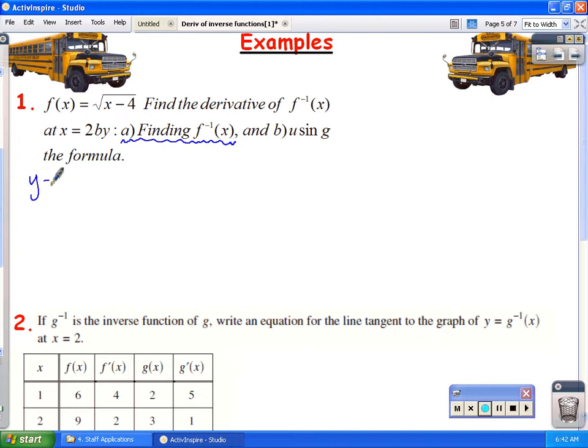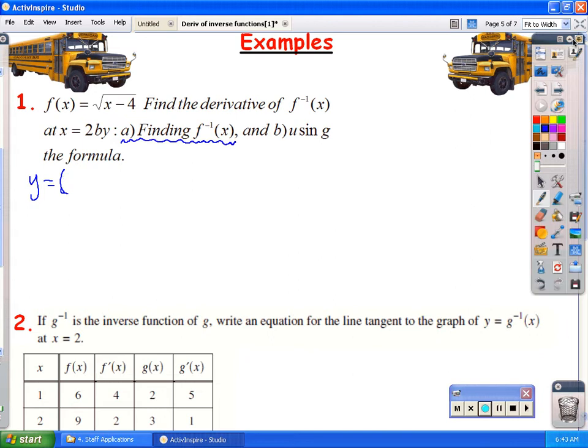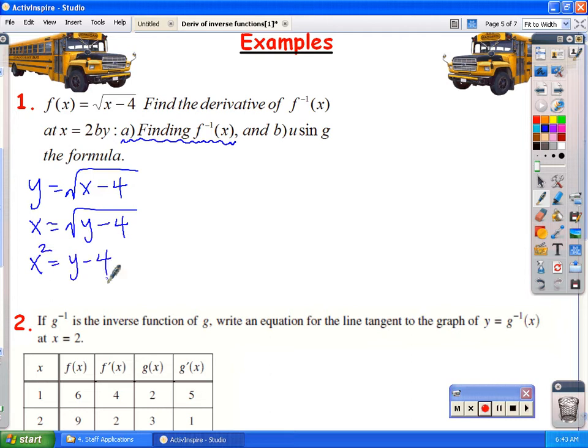So I'm going to have y equal to this, get the eraser here. All right, so I'm going to have y equal to the square root of x minus 4. I'm going to switch x and y, so I have x equal to the square root of y minus 4. Remember, that's how you find an inverse. That'll give me x squared is equal to y minus 4, squaring both sides. So y is equal to x squared plus 4. That is the inverse function. That is f inverse. So I actually found the inverse. f inverse of x is equal to x squared plus 4.